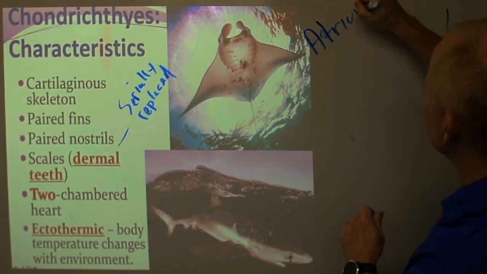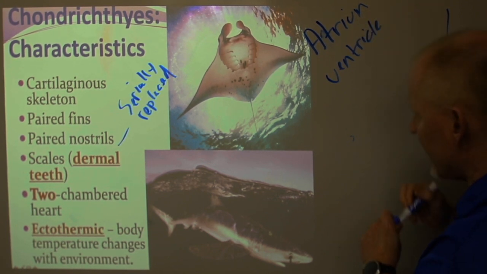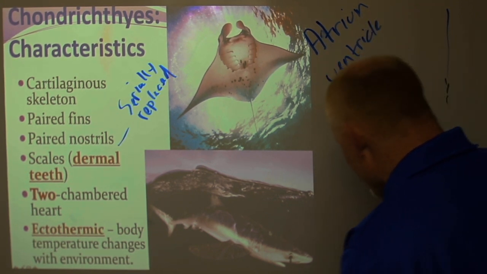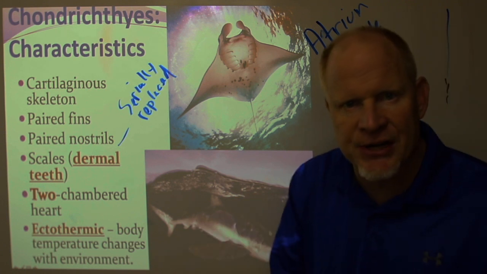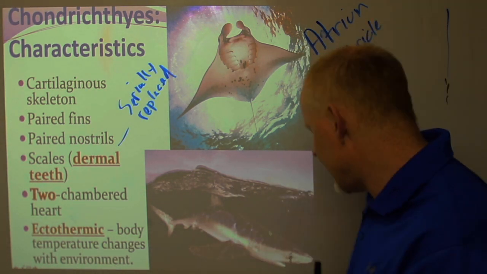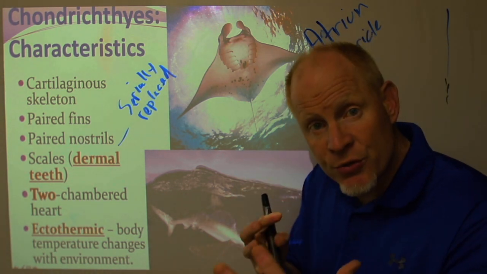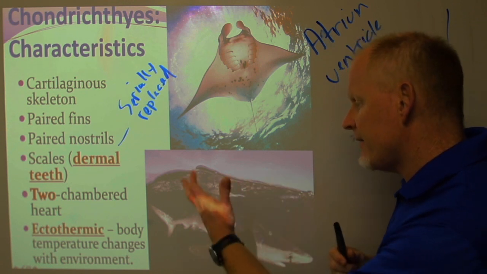Atrium and ventricle. And fish have one atrium and one ventricle. As we move into tetrapods, we'll add another atrium, and eventually we'll divide the ventricles into two. So the more basal type of heart is a two-chambered heart. So then fish have that.